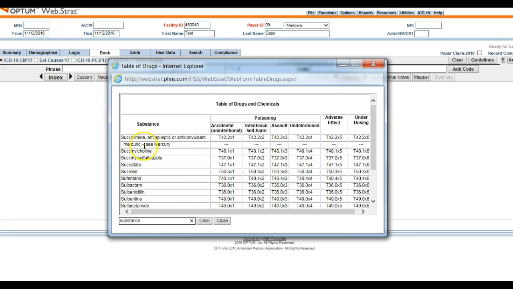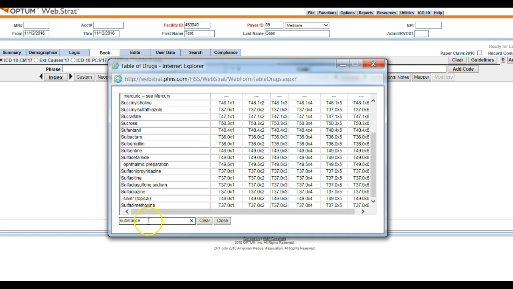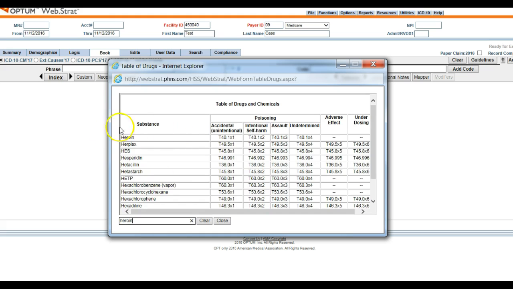Okay, substance. I'm not seeing heron. Let me go to H-E-R-O-I-N. Maybe not that. Okay, heron.